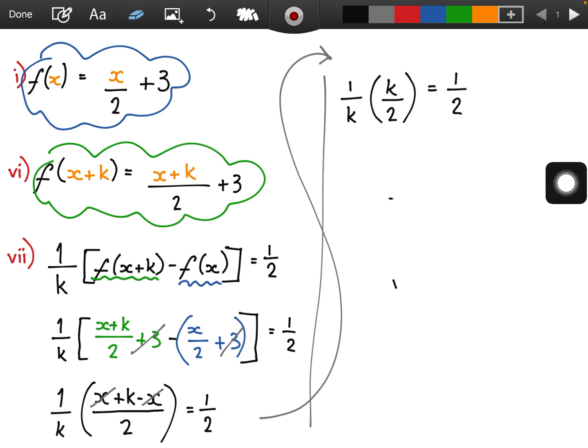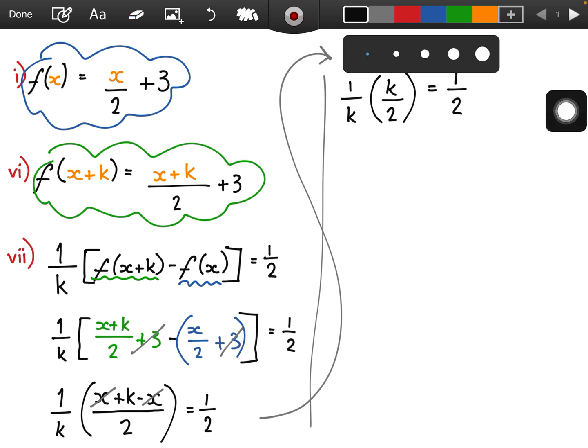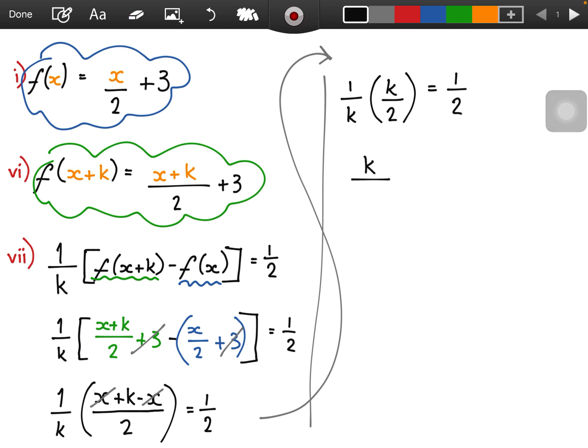Now, if you want me to show that a bit clearer, they're two fractions being multiplied together. So it's going to be 1 times k is k over k times 2, which is 2k, equal to a half. And then when I have k multiplying the whole top and the whole bottom of the fraction on that side, they cancel. So I get a half is equal to a half.